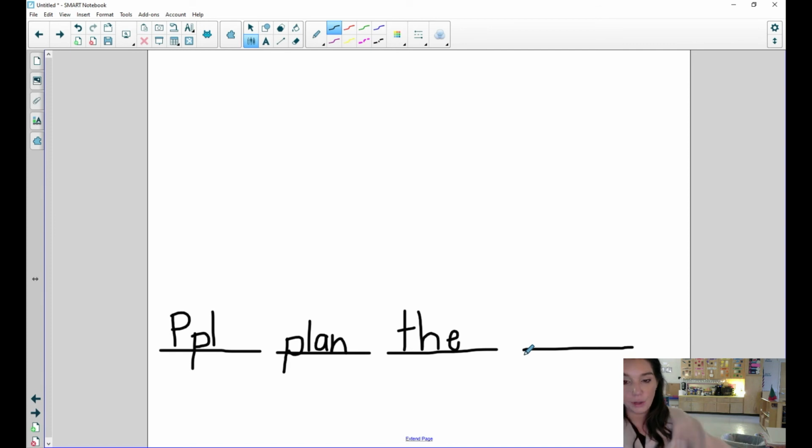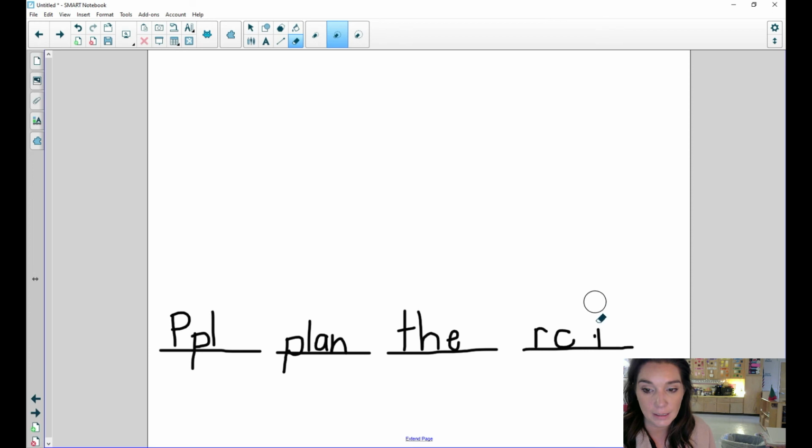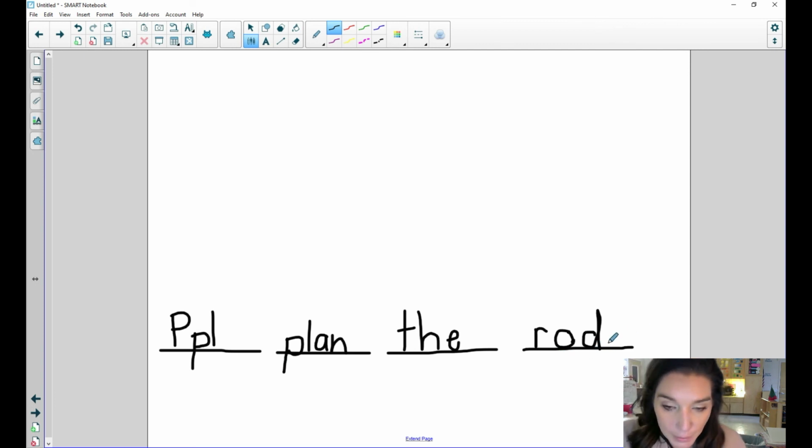Road. Ode. Ooh, that's a crazy looking D. I'm going to erase that because that is not my best work, is it? So exactly what I would want you to do. Okay, fix my O. D. Road. People plan the road. Alright, what do I need at the end? A period. And then I could illustrate it, right?